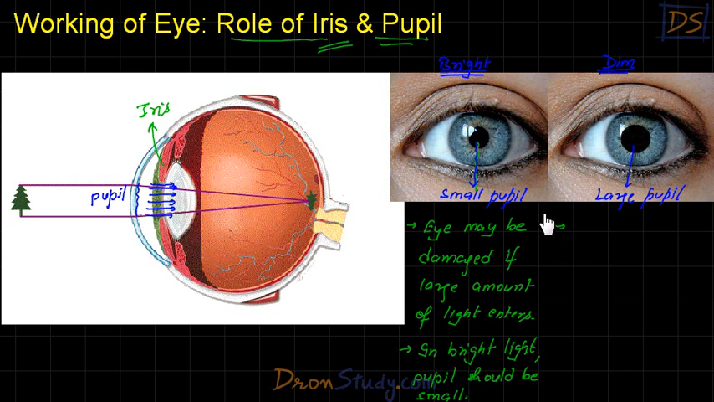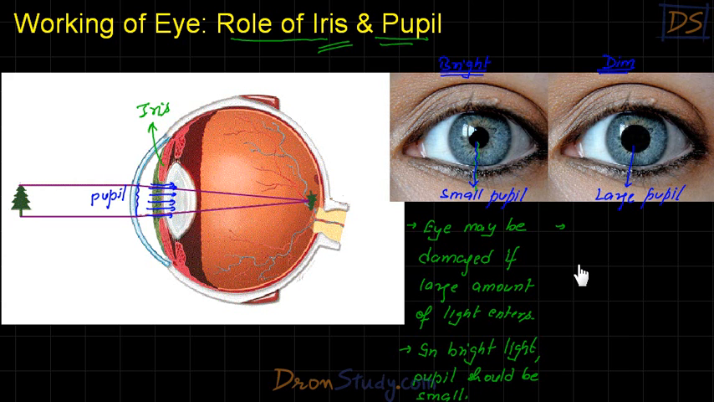See, students, if we are in dim light, there is very little light outside. Then we'll want a lot of light to come inside, so that a clear image is formed here. Isn't it, students? So if the pupil is big, a large amount of light can come and a clear image will be formed.